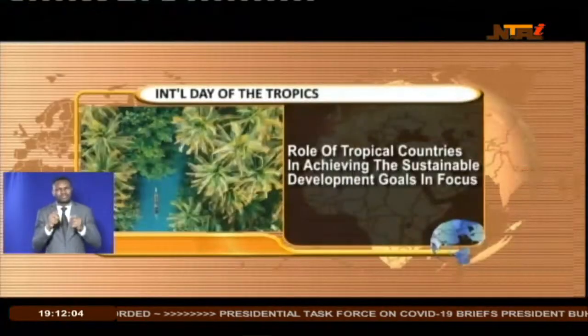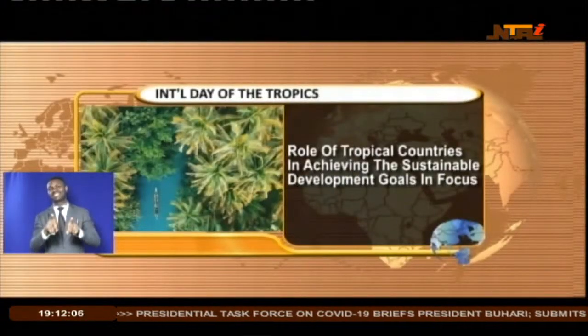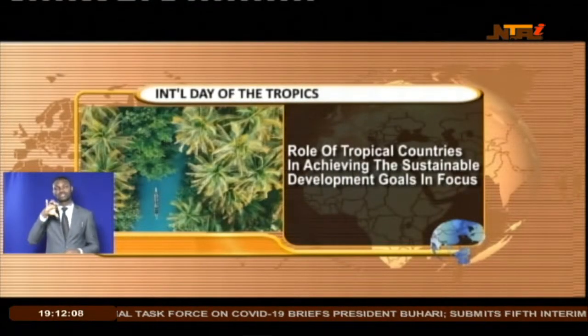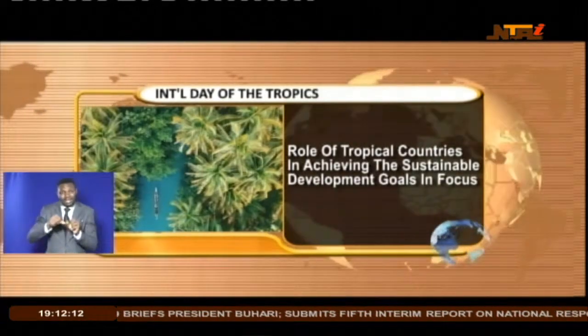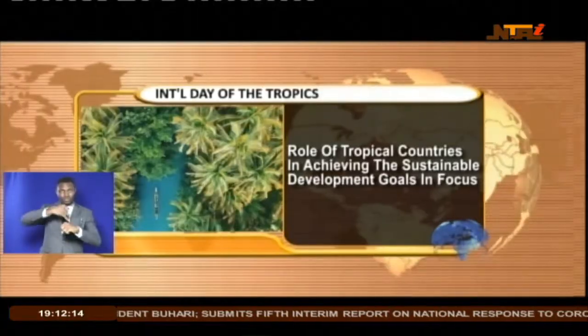Well, many thanks, Sunday. International Day of Tropics is a United Nations observance held annually on June 20. Its main goal is to raise public awareness of the tropical areas, the challenges they face, and the emerging opportunities they present. The tropics are therefore a region of Earth surrounding the equator. They are located between the Tropic of Capricorn in the southern hemisphere and the Tropic of Cancer in the northern hemisphere.